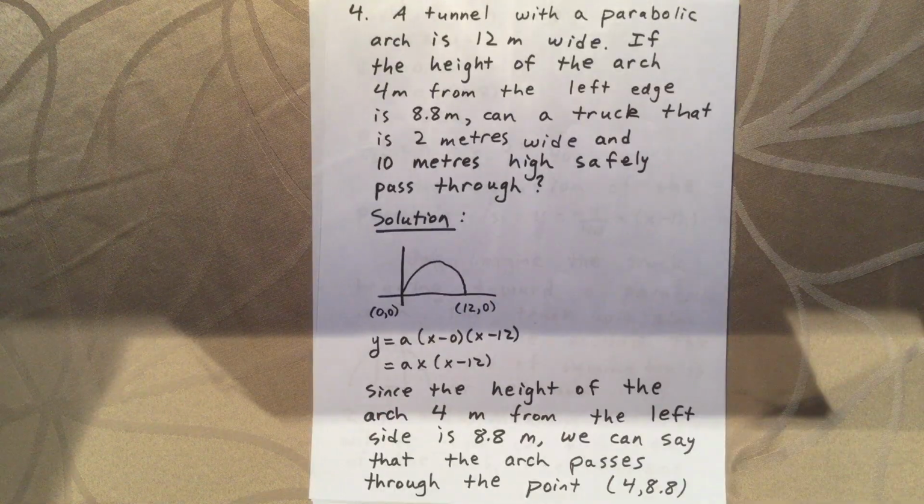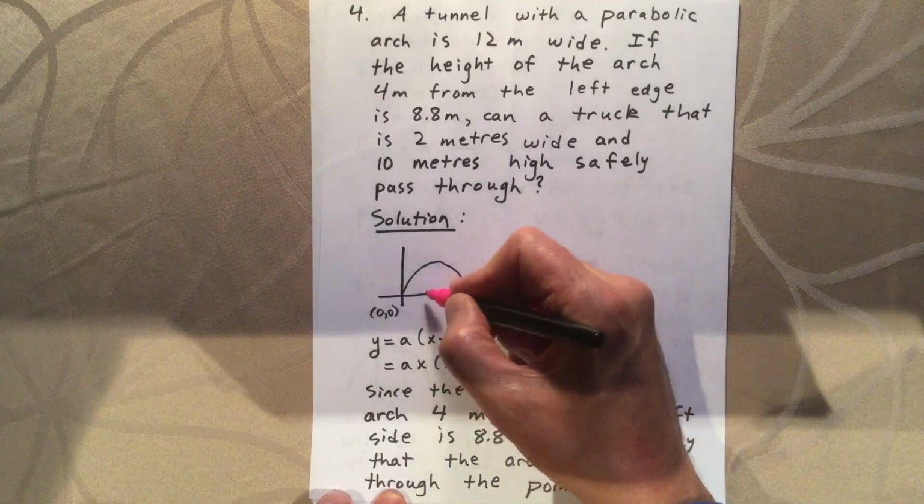And now we'll do a word problem. In this word problem, we have a tunnel with a parabolic arch. The arch is 12 meters wide, and the height of the arch 4 meters in from the left edge is 8.8 meters. And we want to know if a truck that's 2 meters wide and 10 meters high can safely pass through that arch. So we see here we're going to have a truck going through.